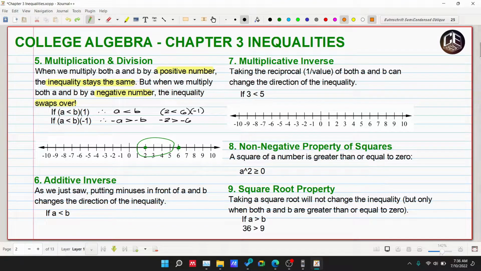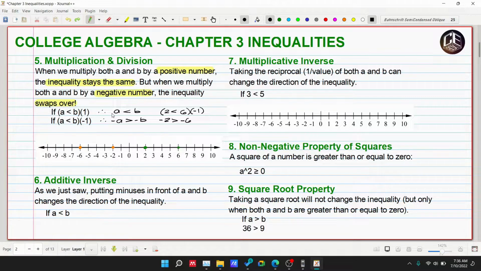Andito yung negative 2. Andito naman yung negative 6. Kaya nag-swaps over yung ating inequality. Okay, kasi yung malapit sa 0, yun yung mas malaki dun sa mga negative integers natin. Kaya yung ating negative 2 is greater than sa negative 6. Ganun din kapag division. For example, dinivide natin siya ng negative 1. Diba? So, mangyari dun, magiging negative 2 pa rin and negative 6. So, nag-swap over yung ating inequality.